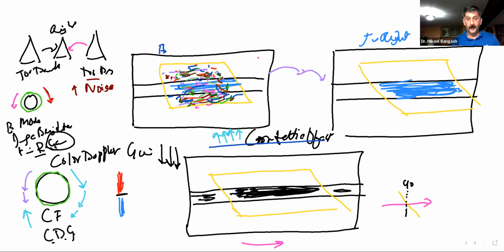But if you keep on further reducing your Doppler gain, you may end up with something like this, which is too low of a color Doppler gain. Clear?